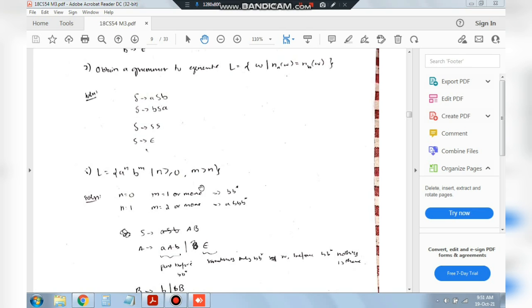Okay. Moving on, we have a power n and b power m, where n is greater than or equal to 0 and m is greater than n.